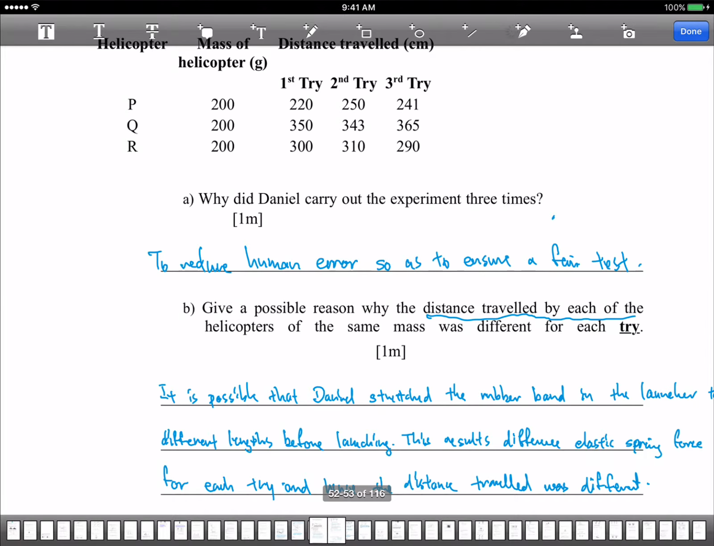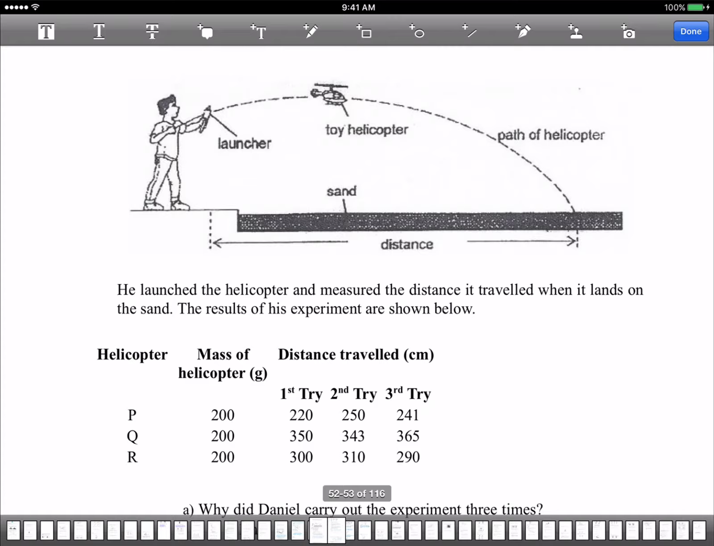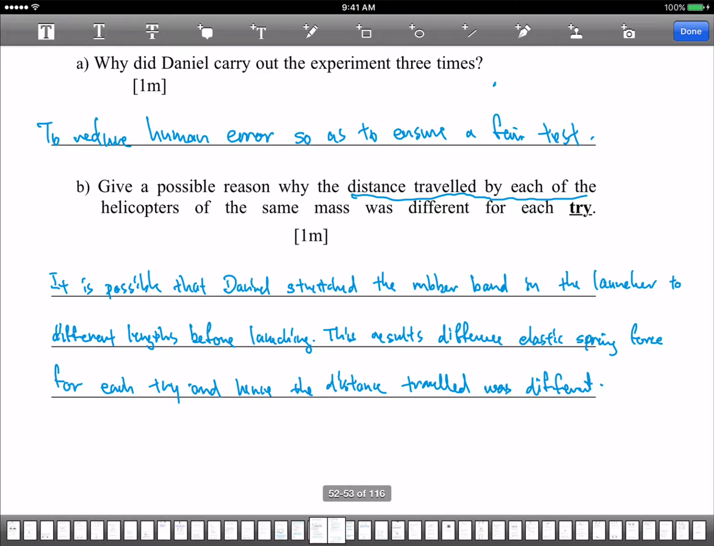So for him to do this, he needs to stretch the rubber band. In the experiment, they did not describe how he stretched. Is it using the same length, same strength, or did he anyhow stretch? So likelihood is that he did not take into account the amount of strength that he needs to put in to stretch the rubber band. So we say that it's possible that Daniel stretched the rubber band to different lengths. The different lengths, of course, cause the helicopter to be launched to different distances. What about the wind? Wind is possible.